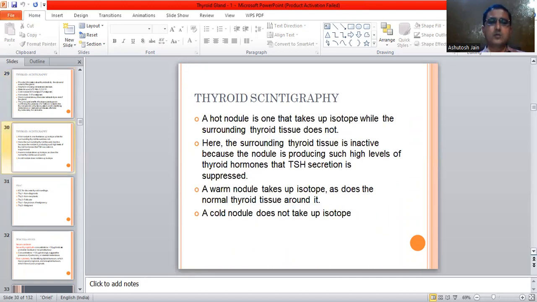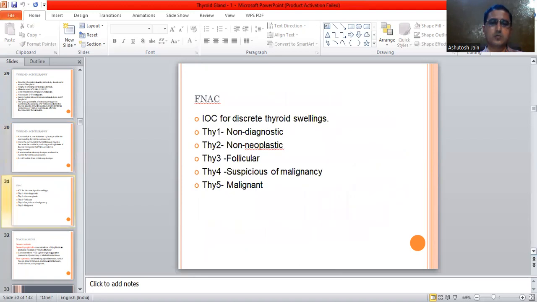A hot nodule is one... Again, in thyroid scintigraphy, a hot nodule is one that takes up isotope, while the surrounding thyroid tissue does not. Here, the surrounding thyroid tissue is inactive because the nodule is producing such high levels of thyroid hormones that TSH secretion is suppressed. A warm nodule takes up isotope, as does the normal thyroid tissue around it. A cool nodule does not take up isotope.